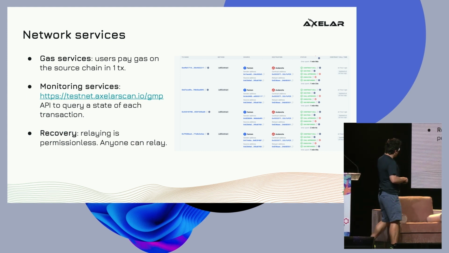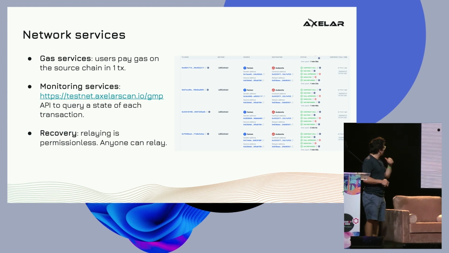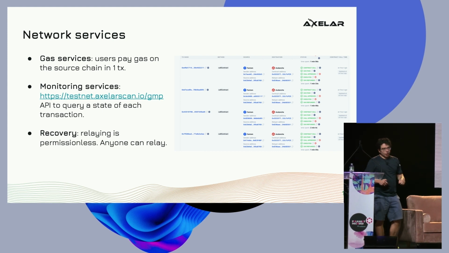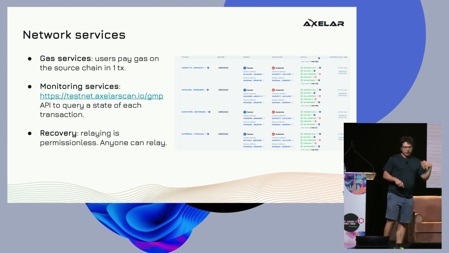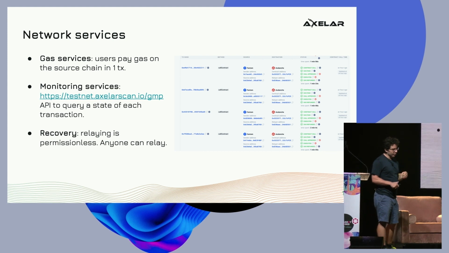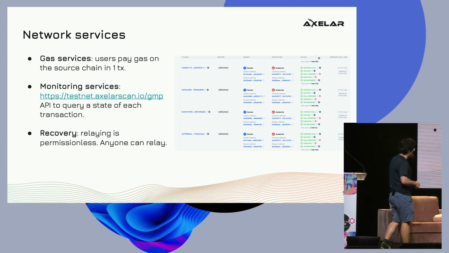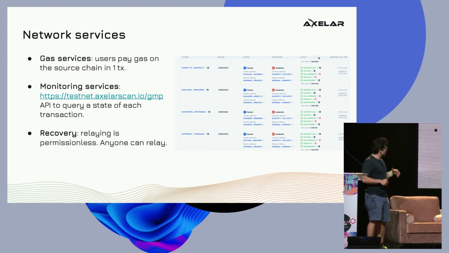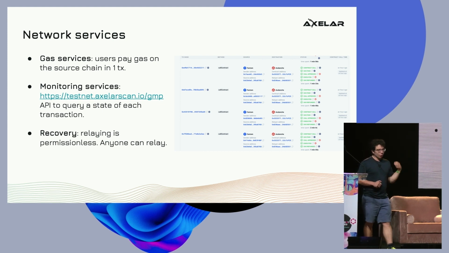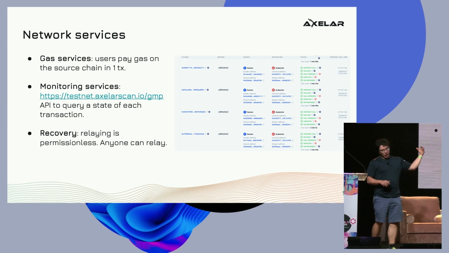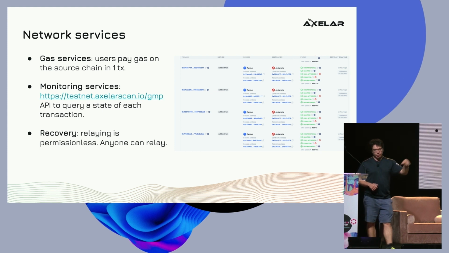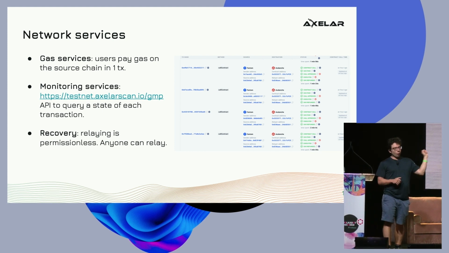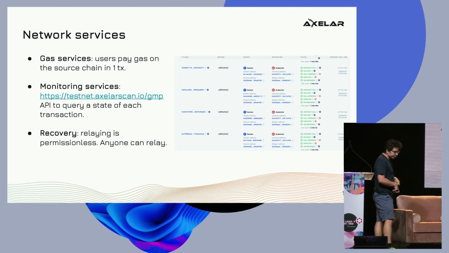All right. So on top of the network, what we're doing is building various services to make those cross-chain interactions as simple for the users and application developers as possible. So the first one that I already talked about is this gas service that allows the user to pay gas on the source chain in one transaction and not have to worry about gas on the intermediary chains or destination chain where the messages are executed.